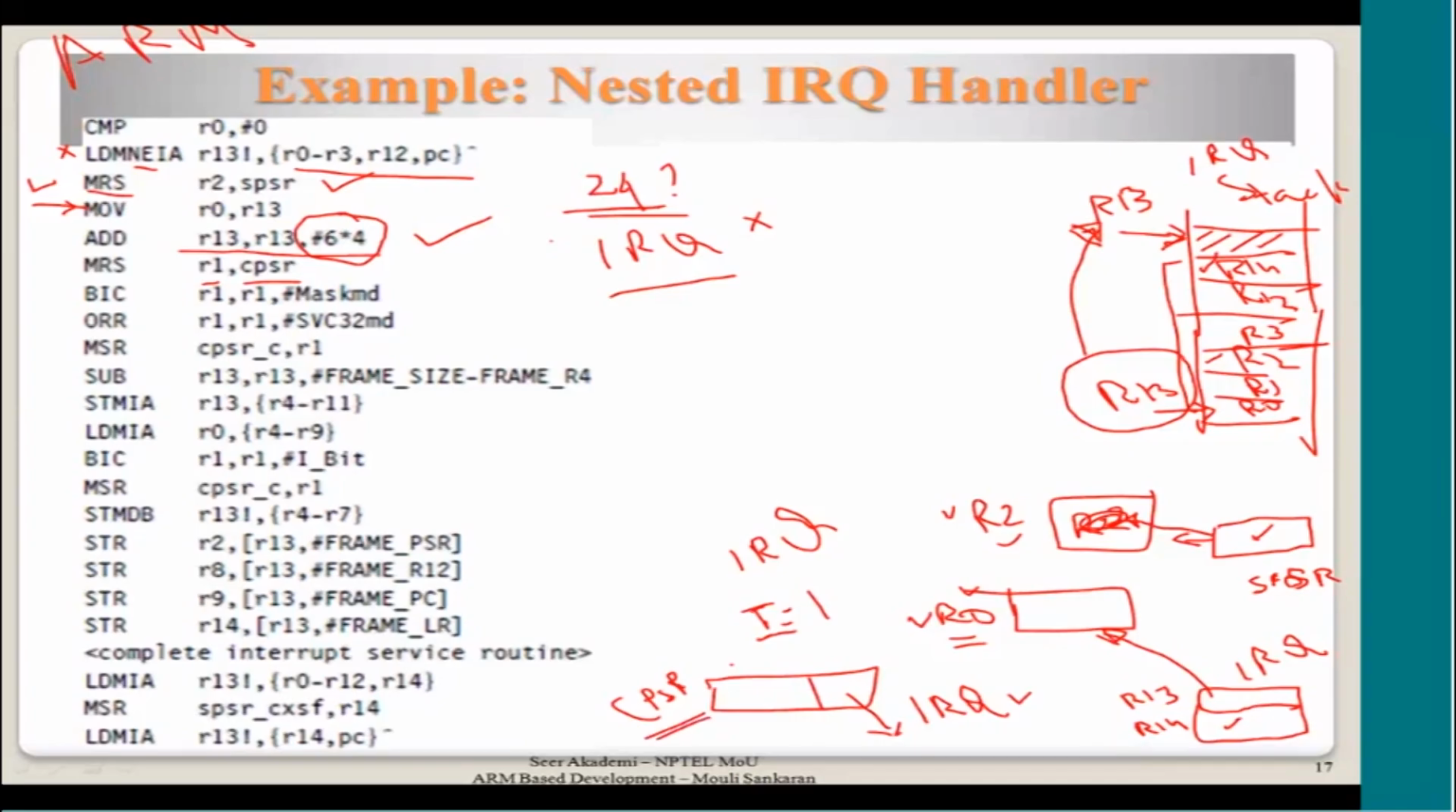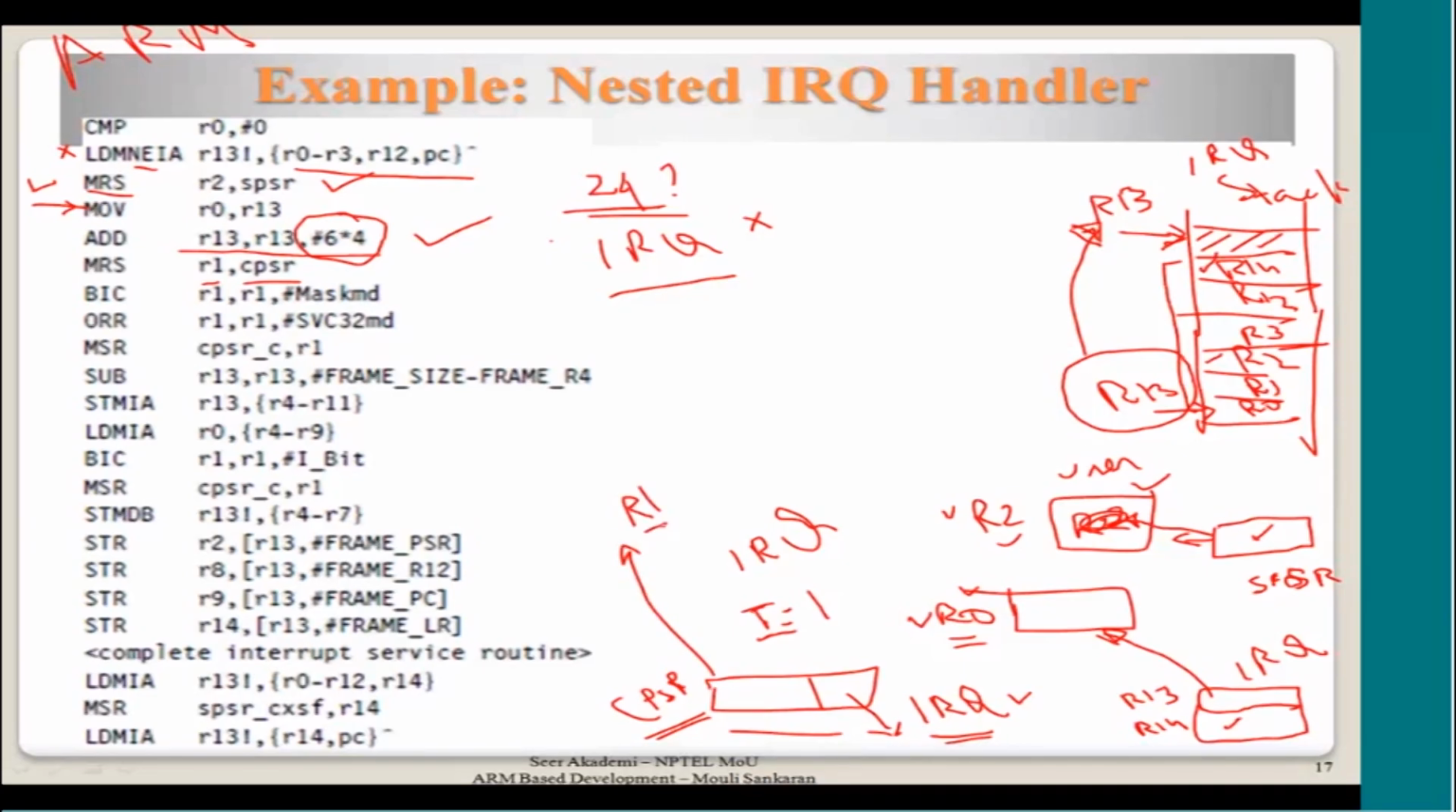The original user mode CPSR is in SPSR, correct? Which we have copied into R2. So the original user mode CPSR is here. You have to keep track of that flow, because we copied the SPSR, which had the original CPSR value of user mode, into R2, and the CPSR is currently saying that I am in IRQ mode. Of course, it is in IRQ mode. So now the CPSR is copied into R1.